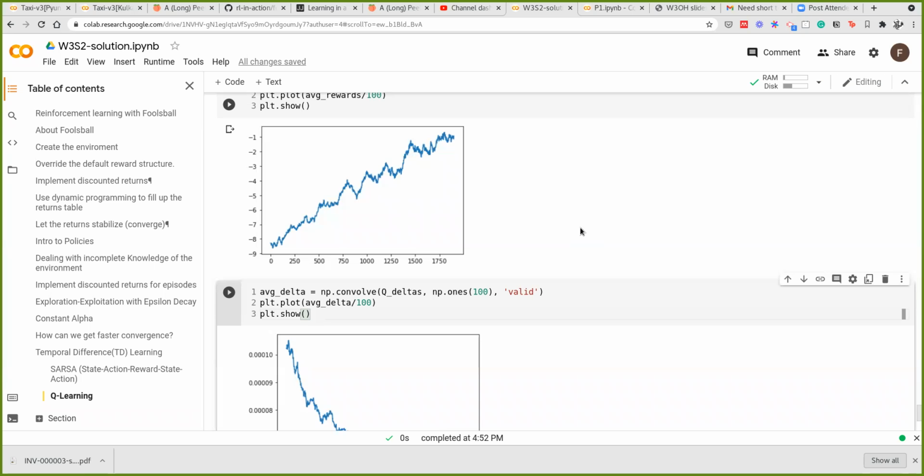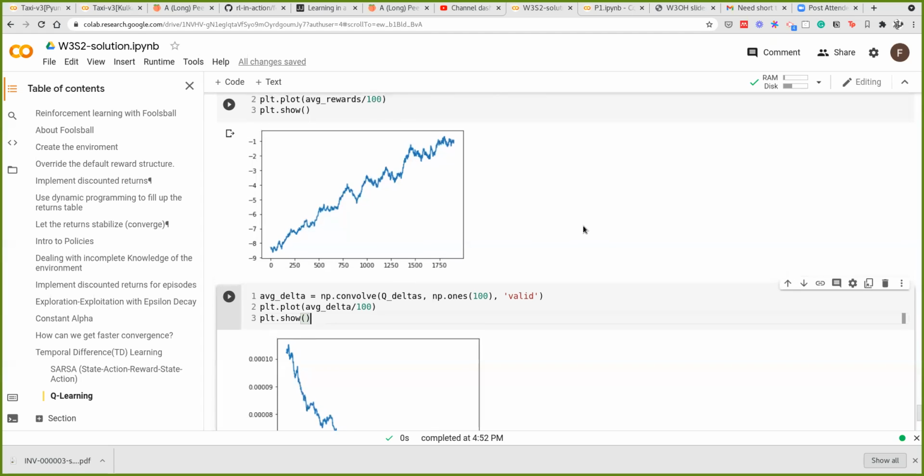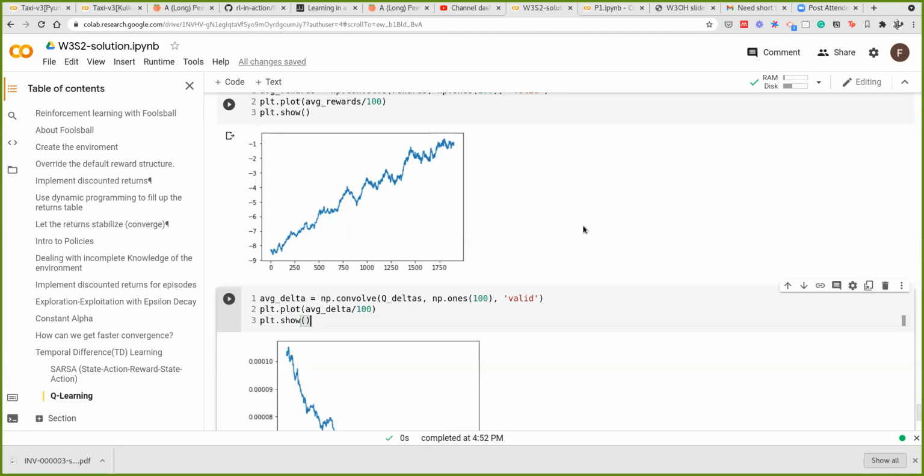Farhan, I had one question. Based upon this rewards graph, how can I decide what my best hyperparameters are, like the number of episodes, or the epsilon values, or even alpha? How can I decide by seeing this graph, Farhan?